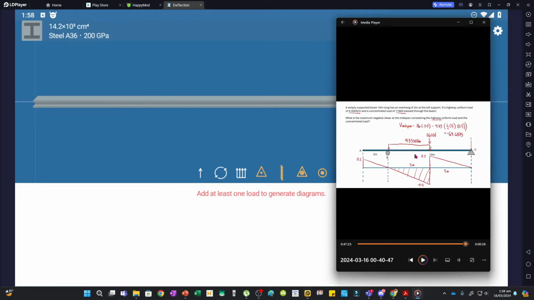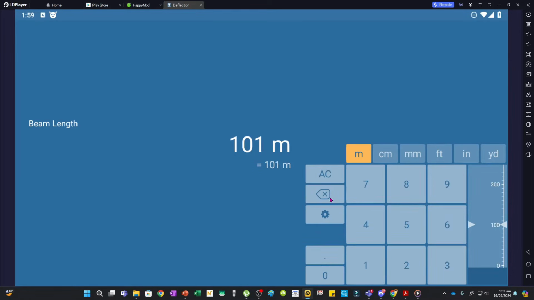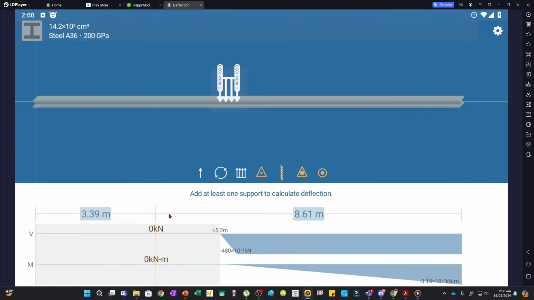Now if you want to see this in action, let's actually model our beam. Now we know that for the maximum negative shear at the midspan, considering the highway uniform load and the concentrated load, we can obtain a value of minus 69.6875. And so our beam length is 10 plus 2, which is 12 meters. And so we'll change our length. This is 12 meters. And then we'll now place our supports.